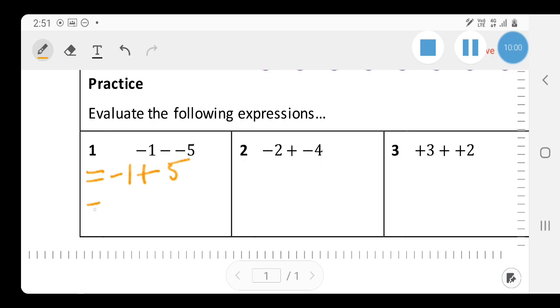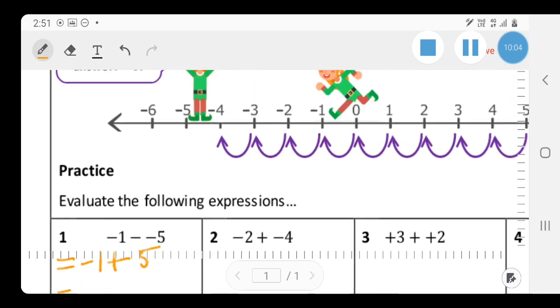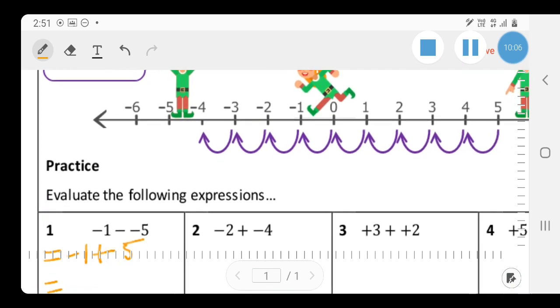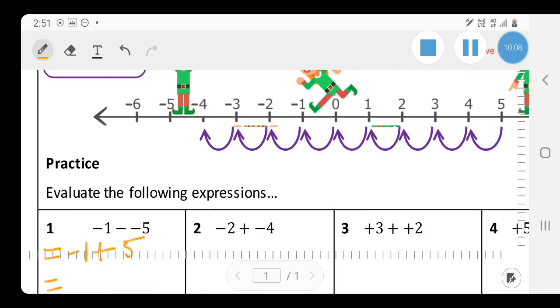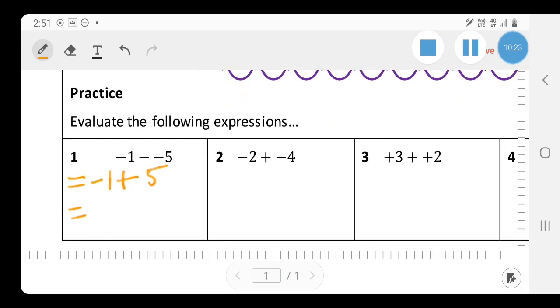Okay. So we do a second equal sign. Now we look at our number line, -1 plus 5. So here's -1 plus 5. So 5 steps to the right. 1, 2, 3, 4, 5. And I end up at +4. So my answer is 4. And I won't bother putting a plus sign in front of it, although I could if I wanted to.